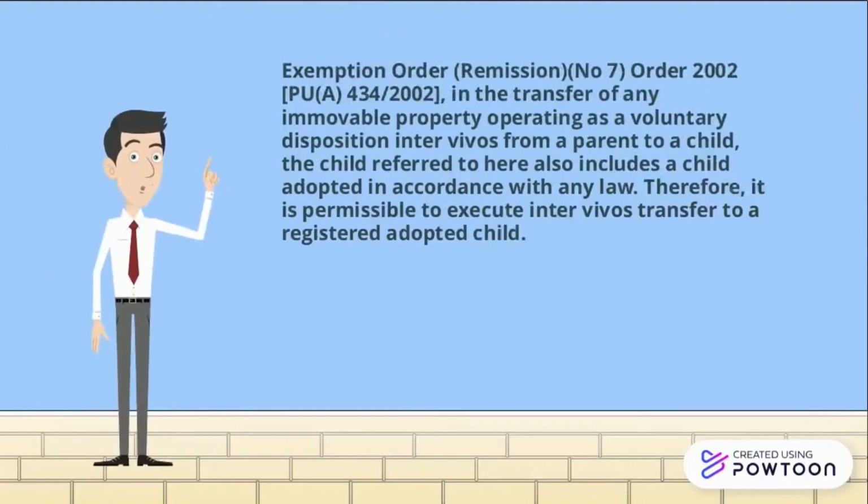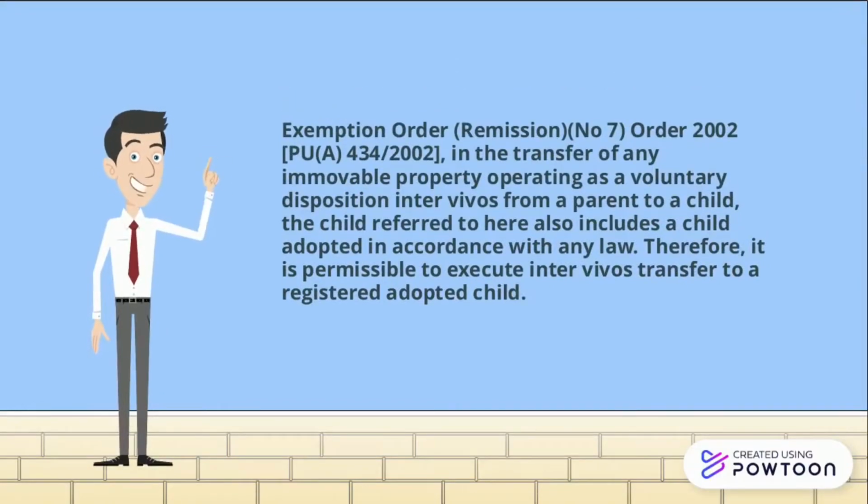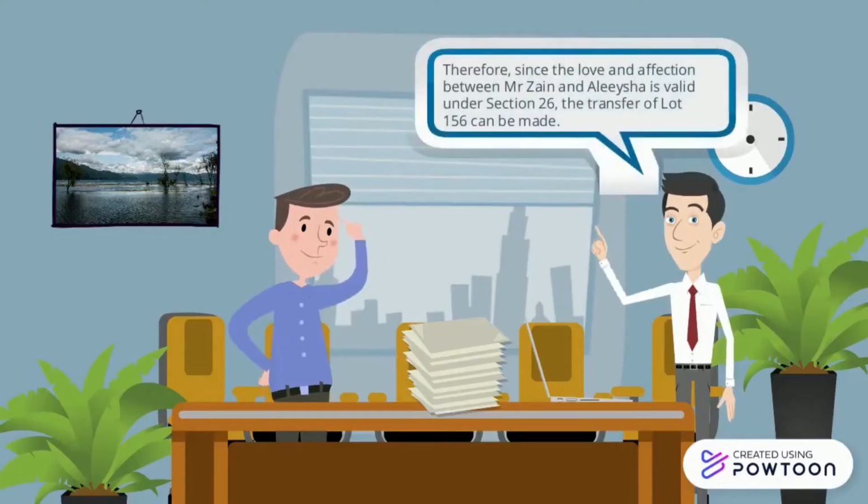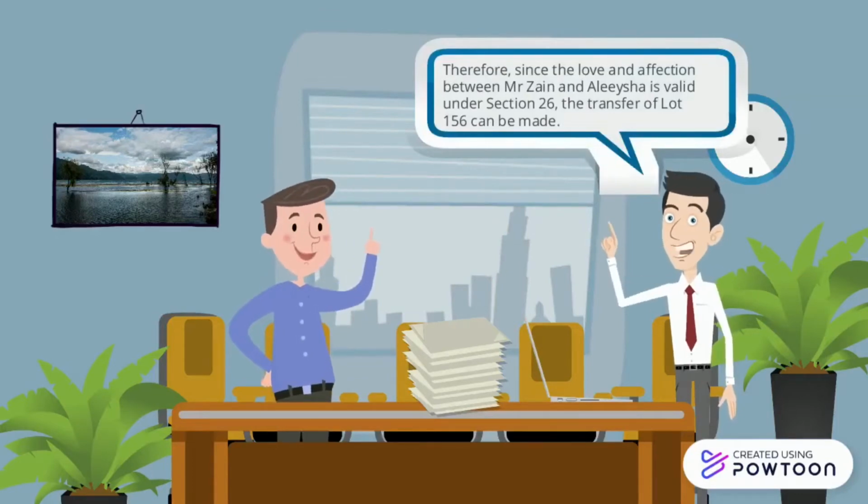Based on the Exemption Order, Remission No. 7, Order 2002, an inter vivos transfer of Lot 156 from Zain to Alicia such as this one is permissible, since it is addressed in the order that an adopted child registered under the law, like Alicia, is included. Therefore, since the love and affection between Mr. Zain and Alicia is valid under Section 26A, the transfer of Lot 156 can be made.